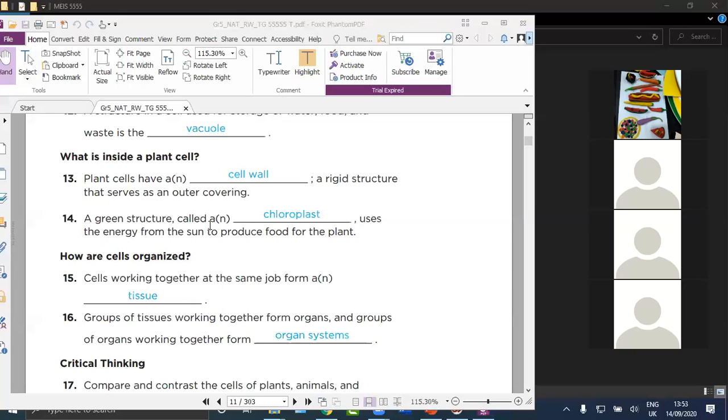Number 15. Cells working together at the same job form a tissue. Groups of tissues working together form an organ. Okay, thank you. Other students. I will choose Ahmad Bandar.